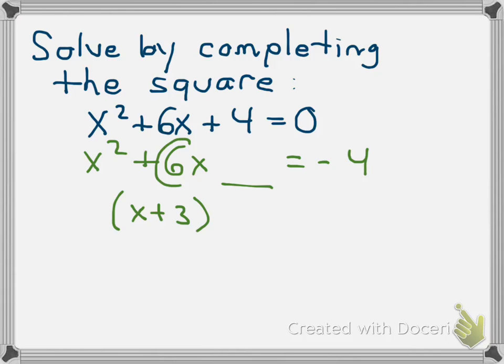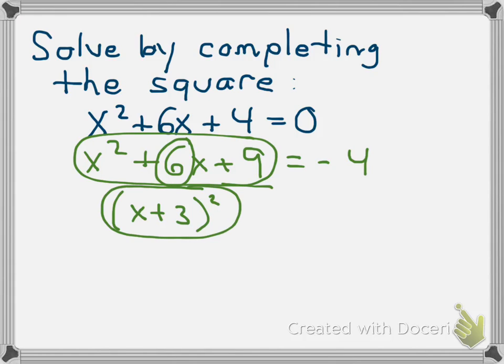It will end up being half of the 6. x plus 3 squared. Well, x plus 3 squared is x squared plus 6x plus 9. So this trinomial and this are equal to each other. And I got that by taking half of 6. But I can't just add 9 to one side. I have to add 9 to the other side, so I now have x plus 3 squared equals positive 5.